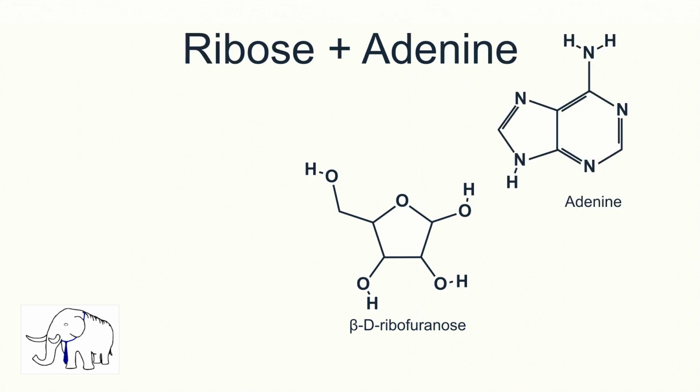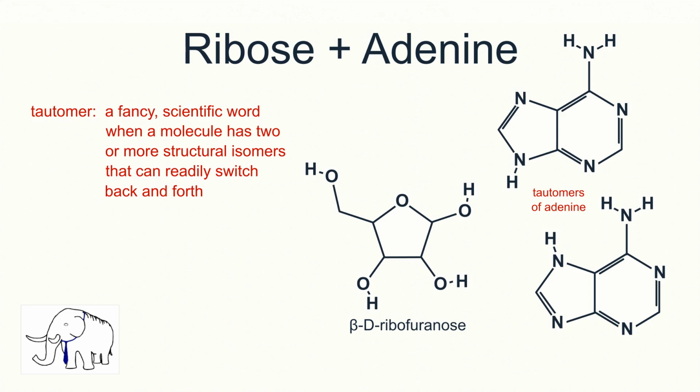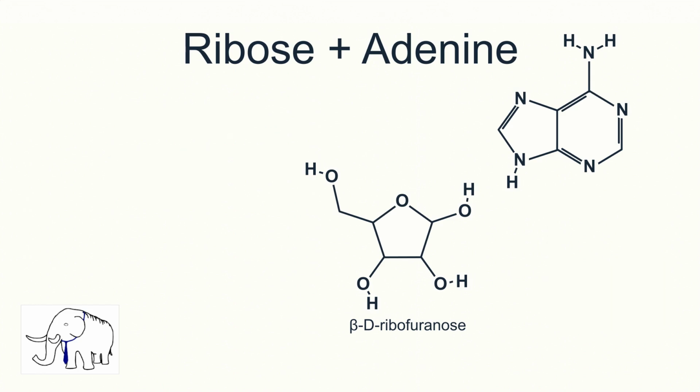This molecule over here is adenine, which is one of the 4 nucleobases found in DNA, or one of the several nucleobases found in RNA. We have some horrible details for adenine as well, like whether the hydrogen is on this nitrogen, or whether this hydrogen is on this nitrogen. These 2 structures are called tautomers, which is when a compound has 2 or more structural isomers that can easily switch back and forth. This is the one we're going to use to make ATP.